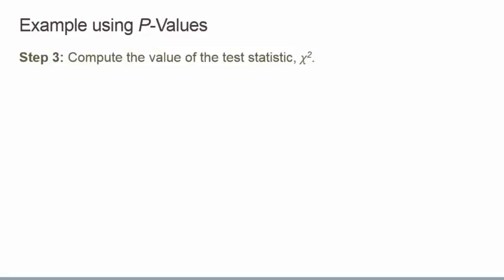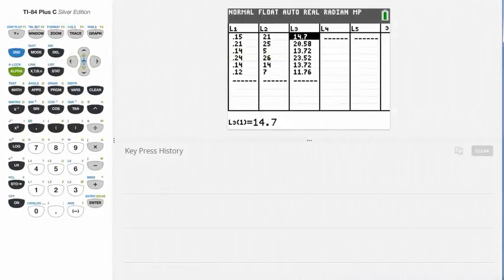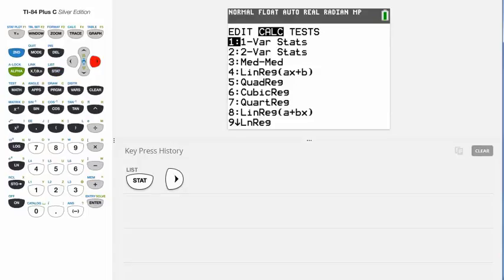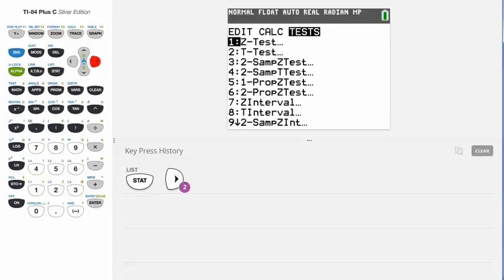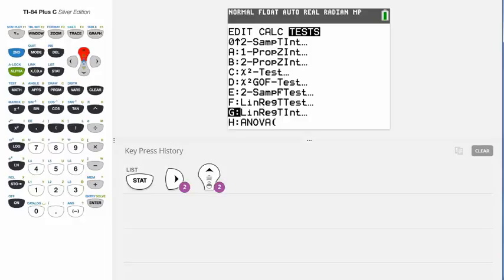Step 3, compute the value of the test statistic chi-squared. First, we need to find our degrees of freedom, C minus 1. Since we have 6 colors, C is 6, 6 minus 1 is 5. Now we're ready to go to our calculator. Our O is in L2 and our E is in L3. Stat, over to test, and we want chi-squared goodness of fit test. Enter.